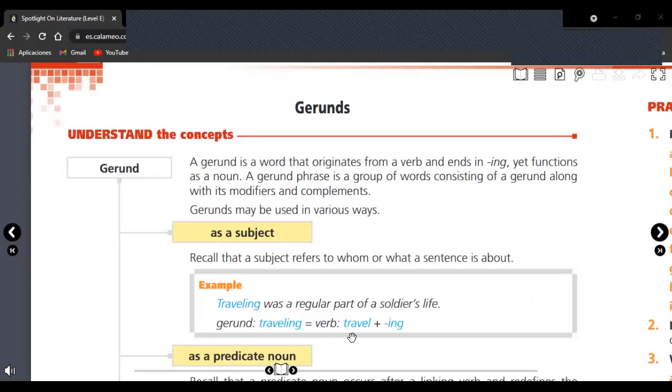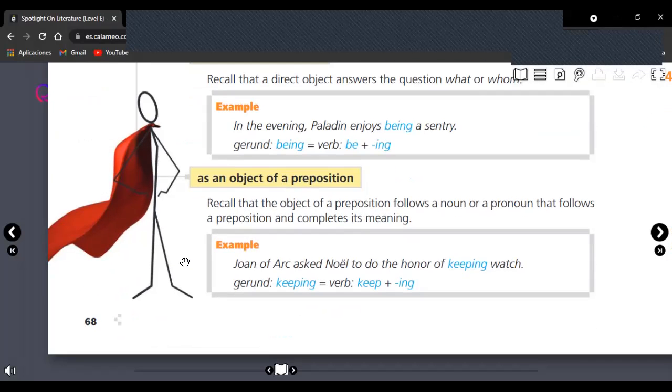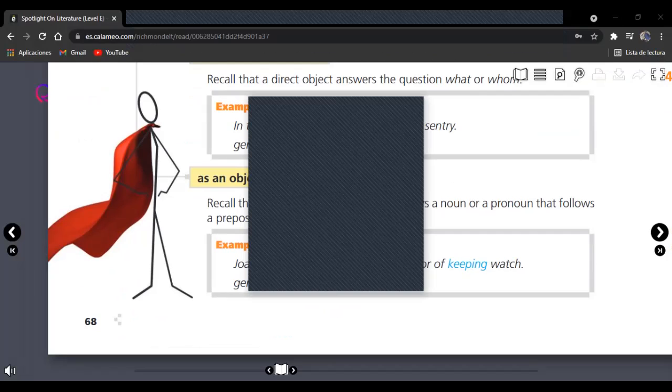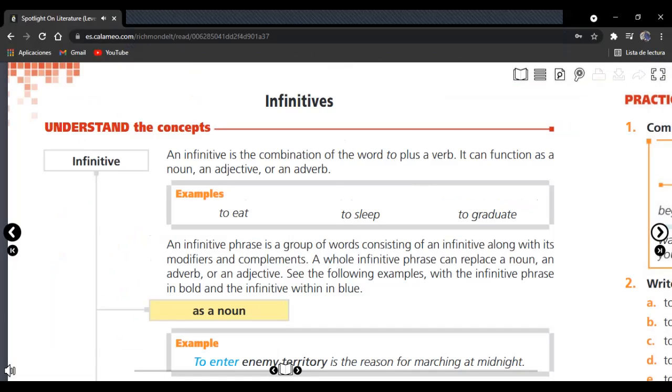Now let me share with you today's topic, and I will explain what we're exactly doing today. You're gonna be using your Spotlight on Literature E, page 68. For this topic, we're gonna be studying gerunds and infinitives.